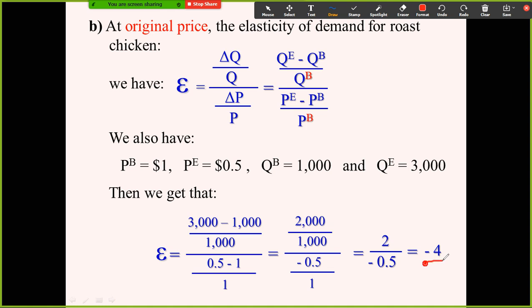So maybe I need you to tell me, interpret to me, or explain to me, what do you say about -4, when epsilon equals -4? How can you say something about -4?